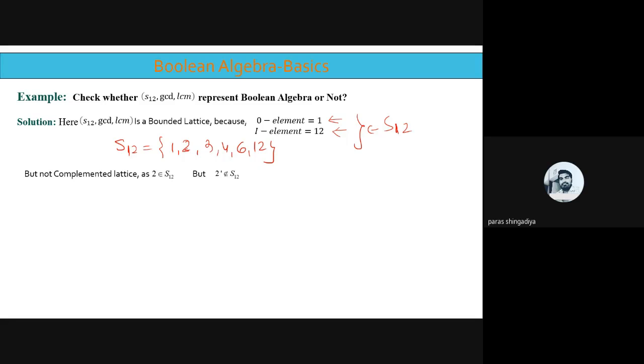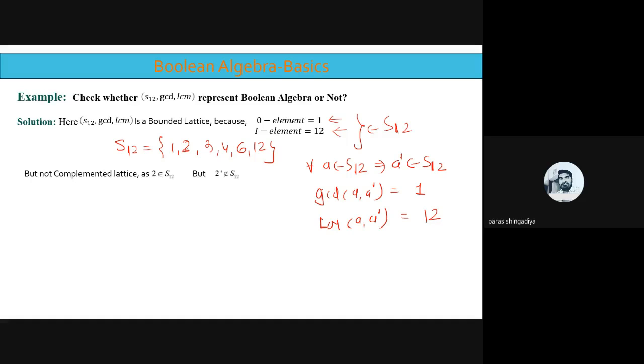So here, to realize the complemented lattice, we'll check that for every a belonging to S12, a dash should exist, and that should be part of S12 again. And how can we find a dash? Here we'll check that the GCD of a with a dash should be 1, and the LCM of a with a dash should be 12. Clear?